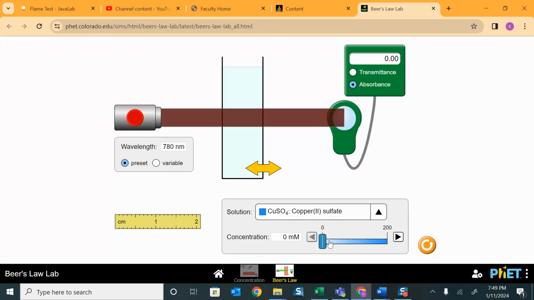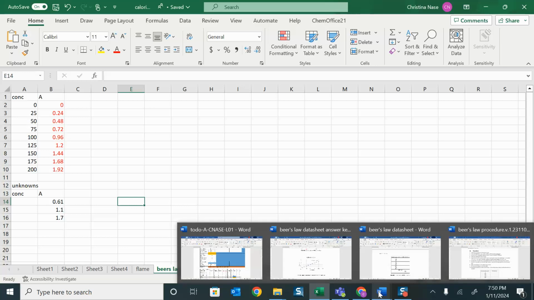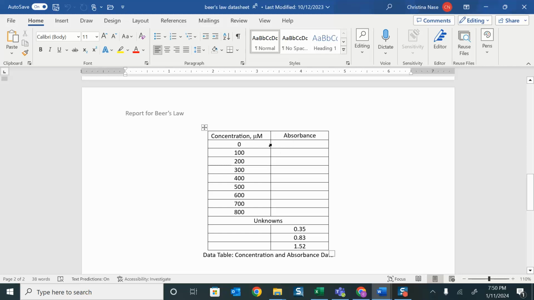For this one, I already have the data worked out, but I took it every 25 millimolar. Here's 25 millimolar, absorbance of 0.24. Changed to 50, 0.48. So I've already recorded values for these. I did it in Excel. The first thing you want to do is probably record all your data on your data sheet. Here are the concentrations you're going to use. So you change the concentration, and then you're going to read the absorbance off of the meter.